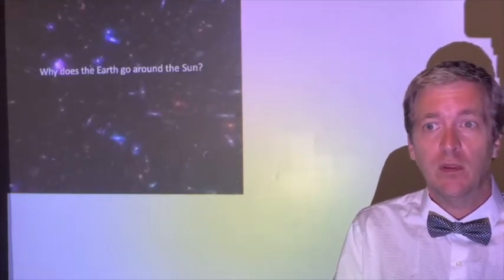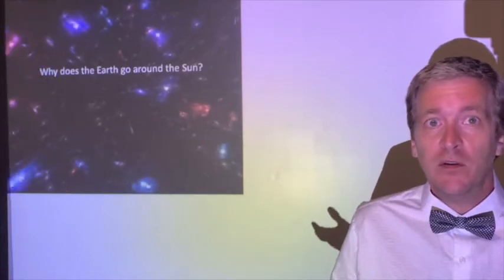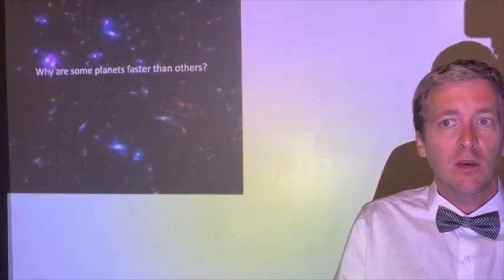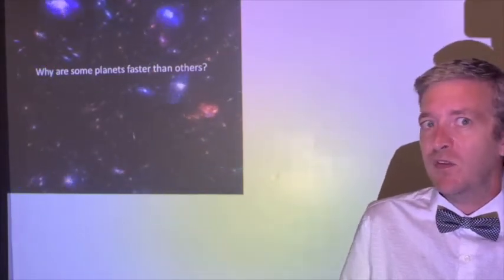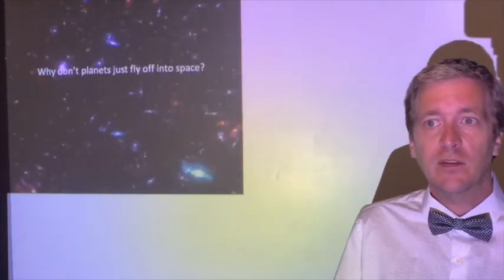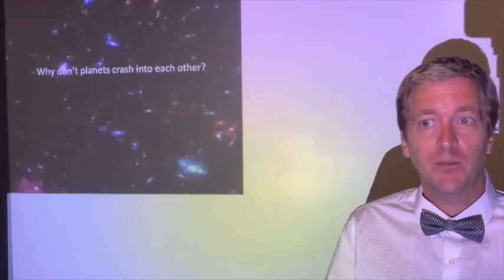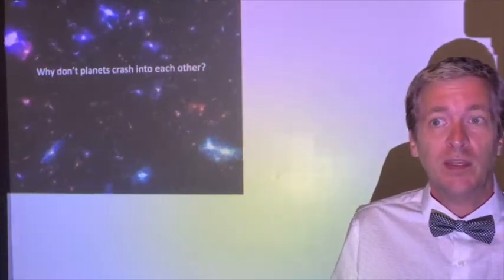After watching that video, I had some questions of my own. Like, why is it that the Earth is going around the sun and not the other way around? Why are some planets seeming to move faster than other planets? Why don't the planets just fly off into space? And why don't planets crash into each other?